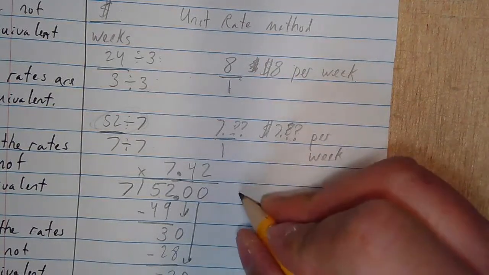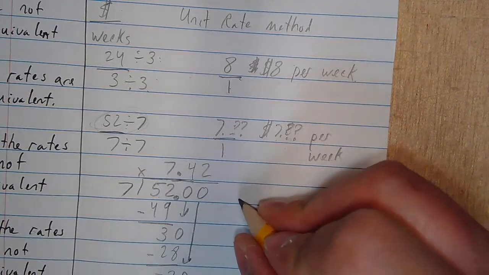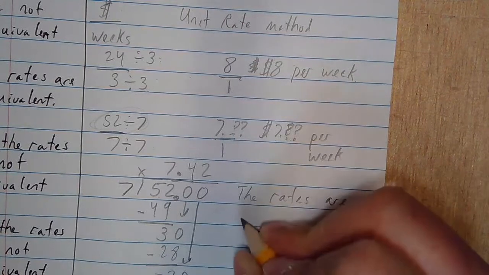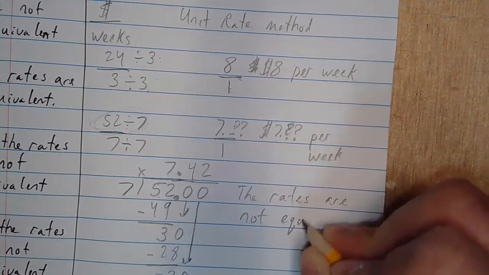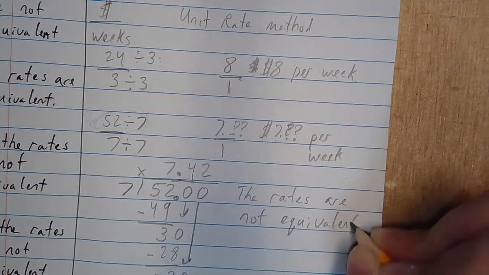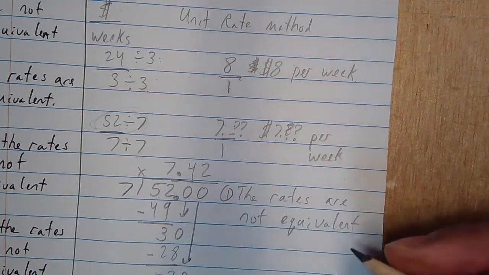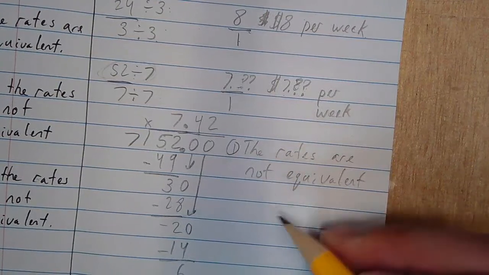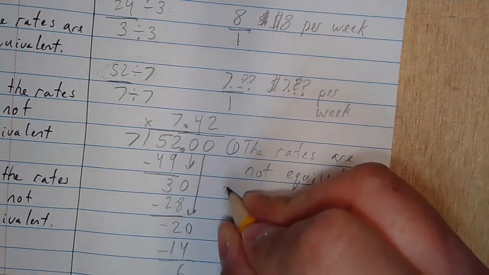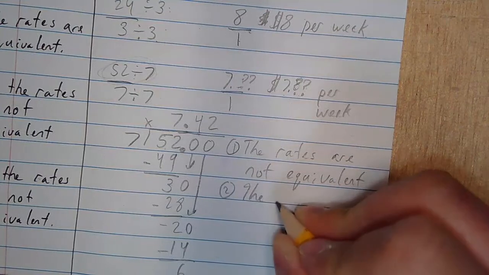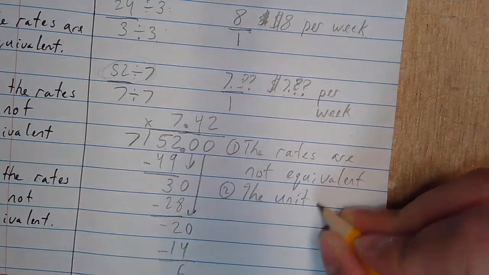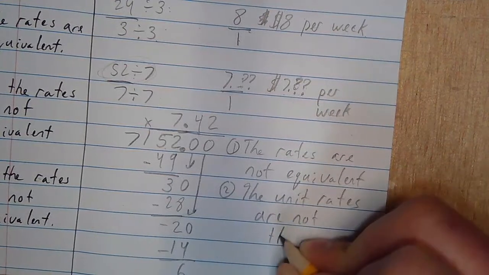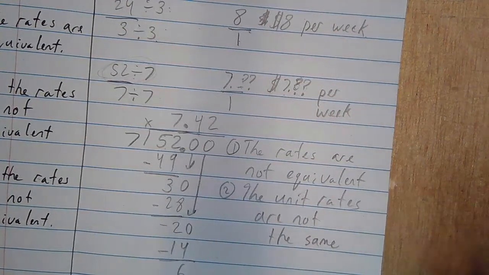So the answer then is the rates are not equivalent. Remember I told you I had to write 2 sentences, really? First tell me if it's yes or no. So it's a not, that's a no answer. The rates are not equivalent. Why? The unit rates are not the same. Okay.